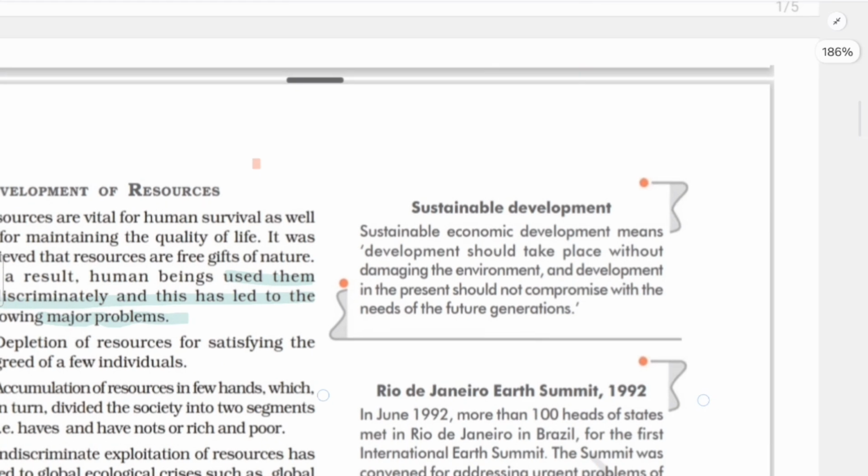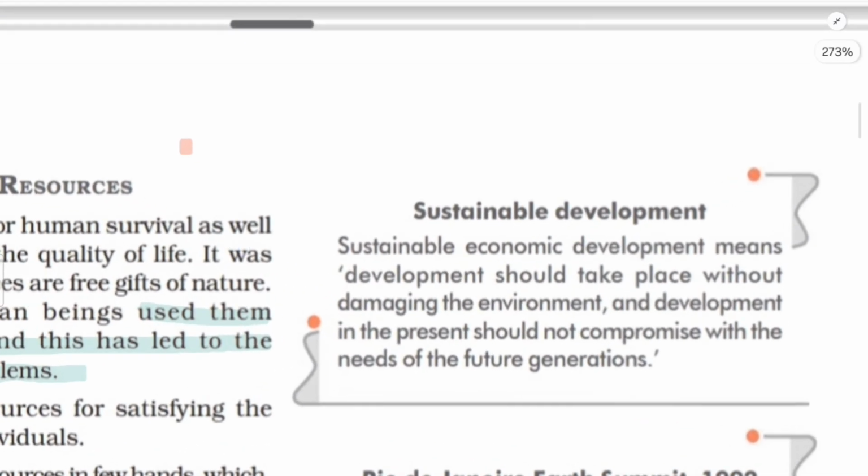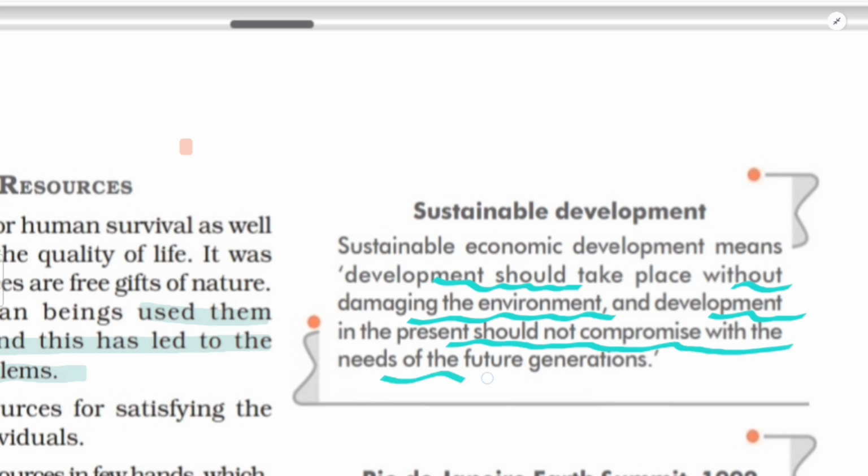Now we will talk about sustainable development. Sustainable development means what? Development should take place without damaging the environment. And the development in the present should not compromise with the need of future generations. Are you getting the points?